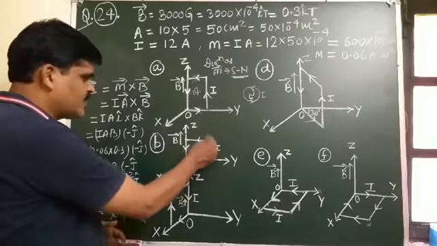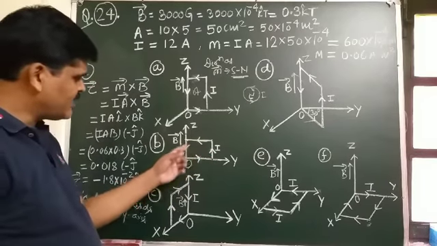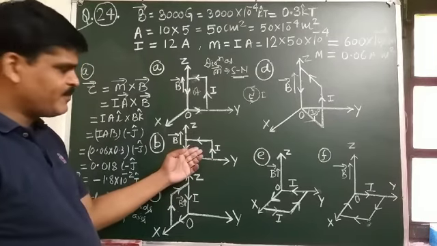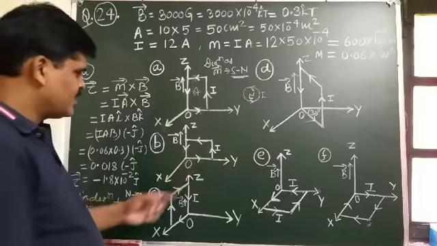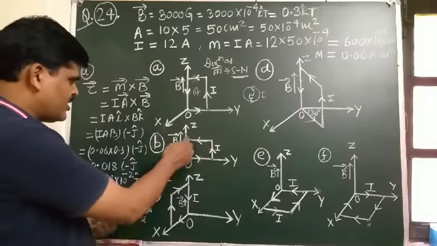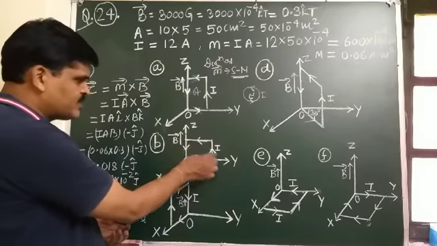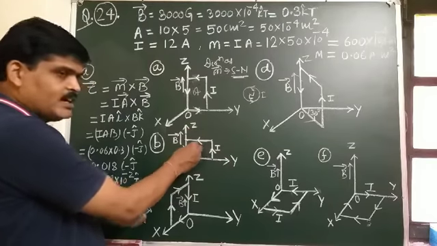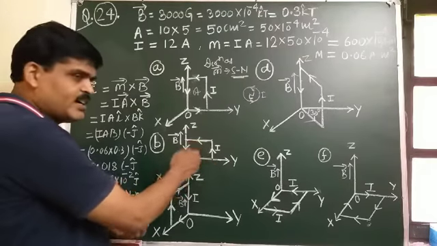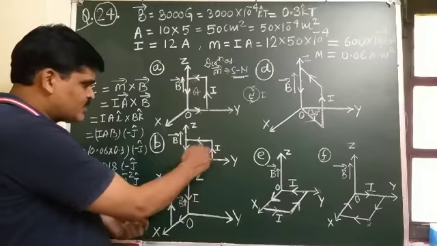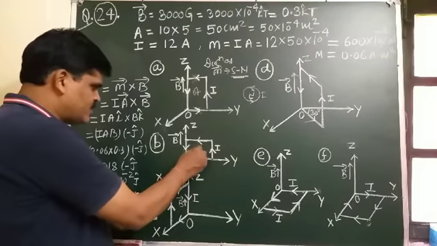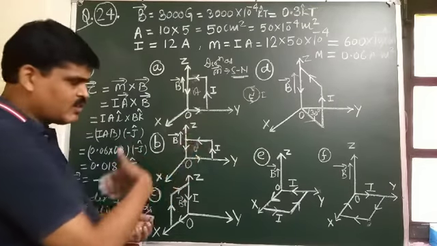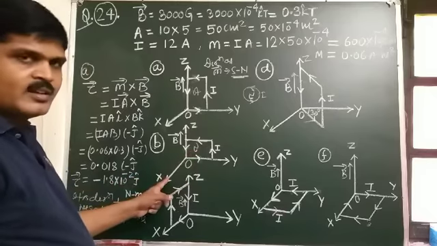Direction of the current is what? Towards anti-clockwise direction. And student, in the second case, direction of magnetic moment also, this rectangular loop is kept in the YZ plane, and the current is flowing in anti-clockwise direction. So this face behaves, that is what? North.